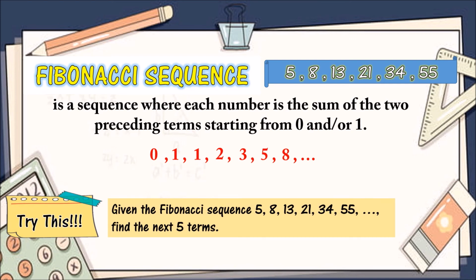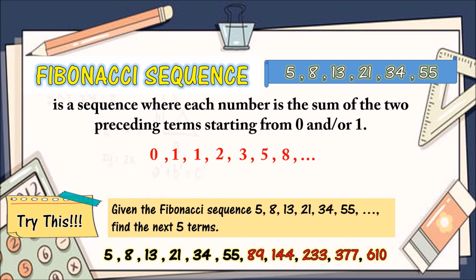So try this. Given the Fibonacci sequence 5, 8, 13, 21, 34, 55, find the next 5 terms. Since each new term in a Fibonacci sequence can be obtained by adding its 2 preceding terms, then the next 5 terms are 89, 144, 233, 377, and 610.